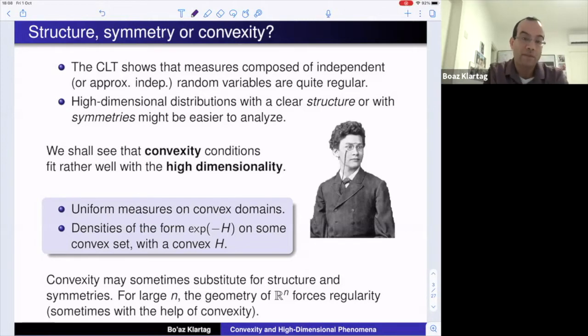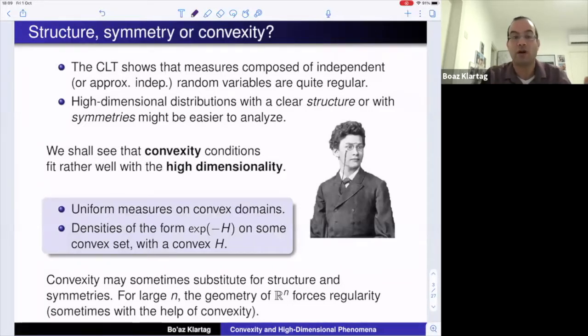Now, another thing that could help you to analyze and to show some regularity of high dimensional probability distributions is symmetries. If you have a distribution which is very symmetric, then it might be easier to analyze. For instance, if you study the uniform probability distribution on the high dimensional sphere, which is a very symmetric distribution, it is a classical fact that the uniform measure on the sphere in high dimensions also has marginals that are approximately Gaussian. This was known, I think, in the 19th century.